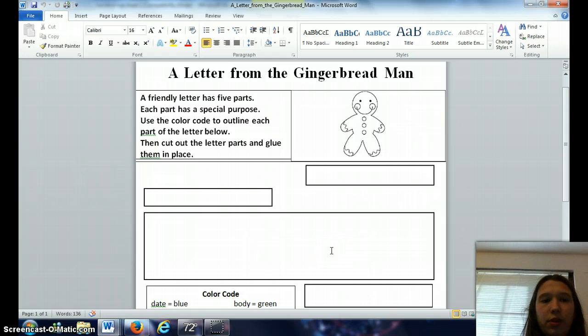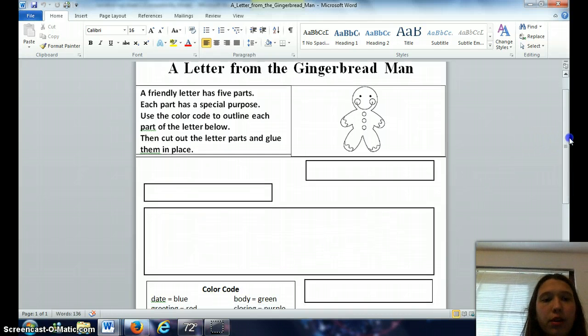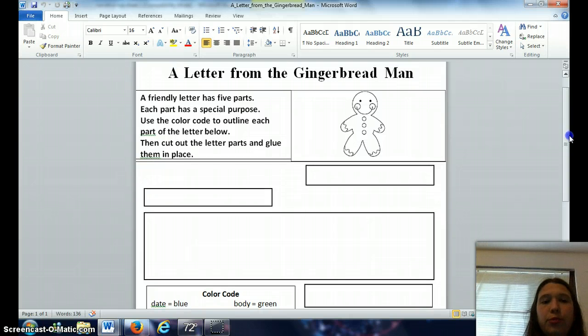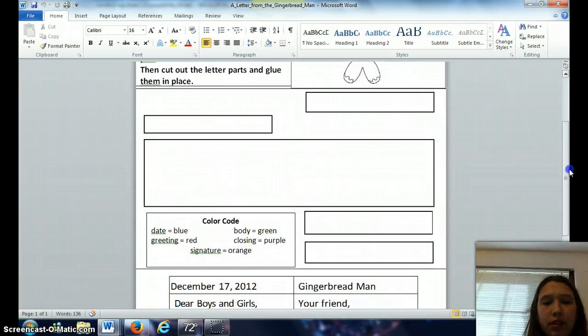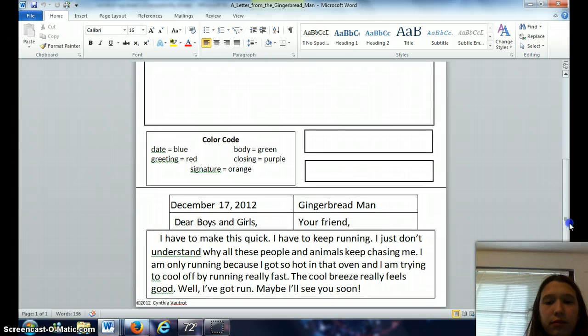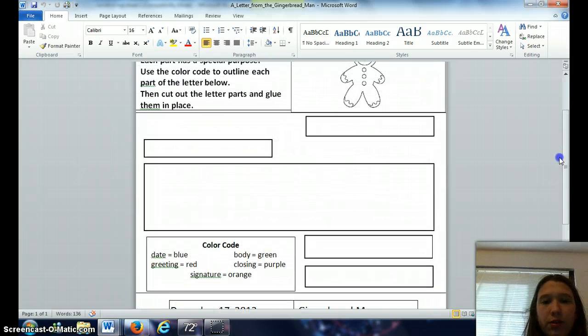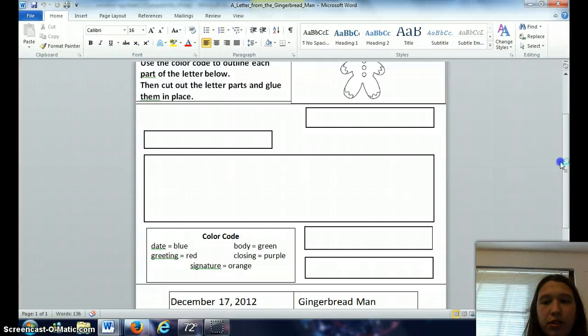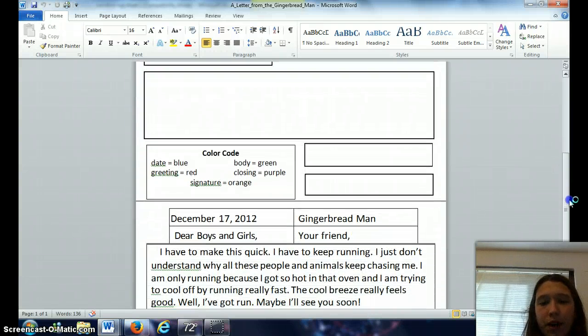Okay, students, now we are going to go over a little review of what I just discussed before I have you do your assignment. We're going to work on a friendly letter from a gingerbread man. This one says we have 5 different parts to it. That's okay. On the other one, we included gingerbread man and your friend as 1. So first we're going to talk about this.